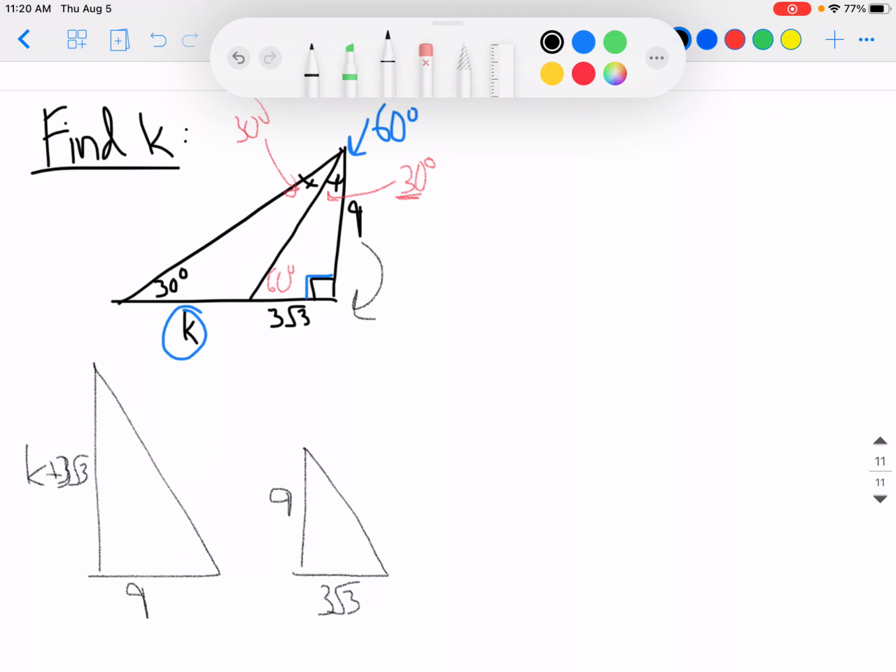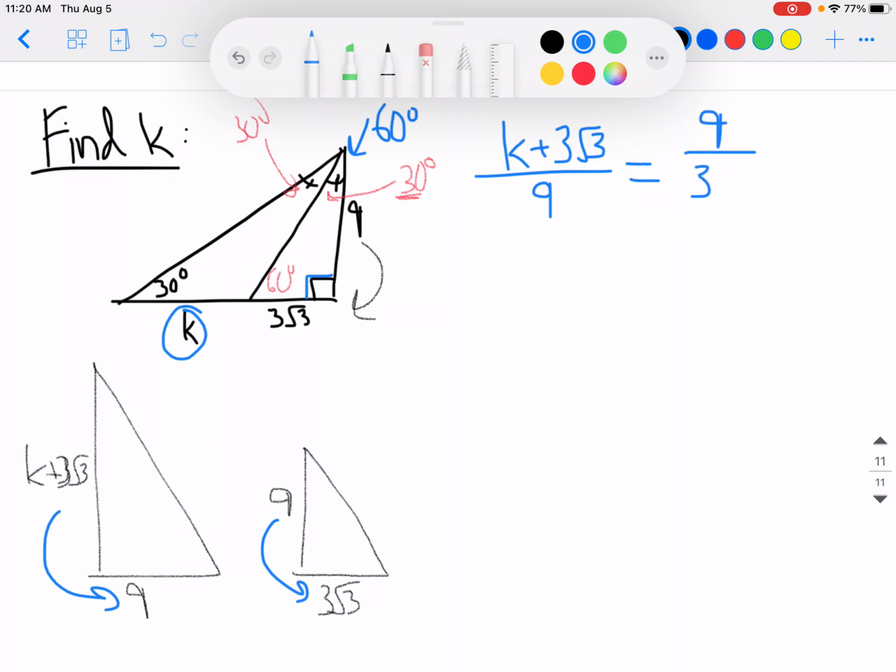And so what we can do now is use some properties of similar triangles to figure out what K is. I'm going to write a proportion. So let's now switch over to marker. Let's say we have K plus 3 square root 3 over 9, going with this 9 right here, is going to be equal to 9 over 3 root 3.